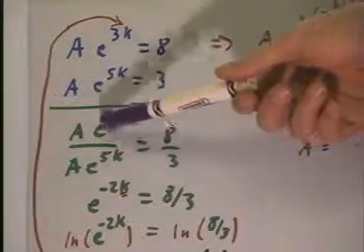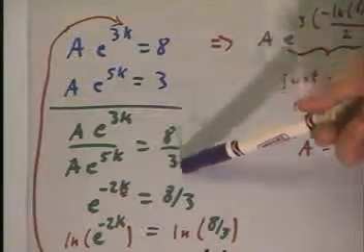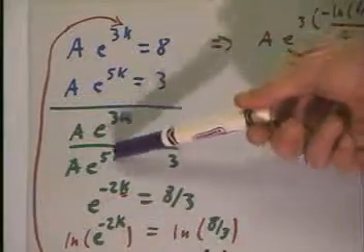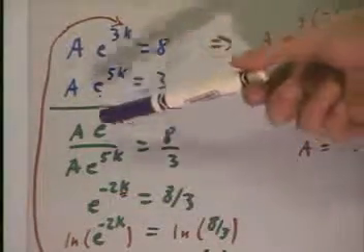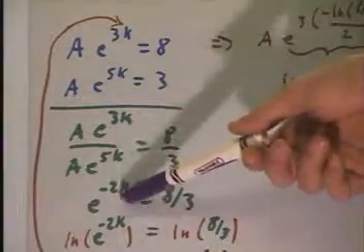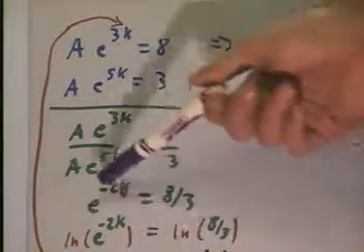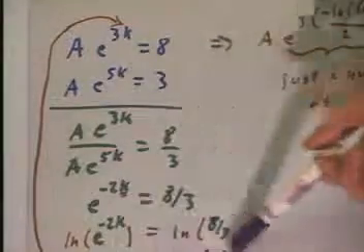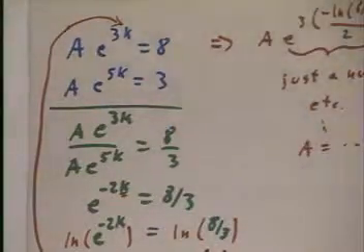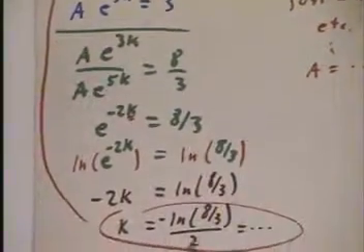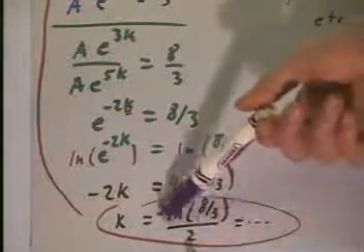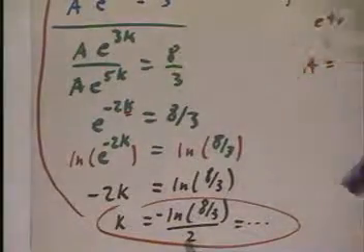Okay? Left-hand side, of course, gives us this. Right-hand side gives us this. When we divide, the a's divide out. E to the 3k over e to the 5k, I'm sorry, e to the 5k over e to the 3k, gives e to the negative 2k. K is our variable. To solve this, we take the natural log of both sides. Natural log of e to the minus 2k, of course, is just negative 2k. And we can then solve for k, which is going to be negative natural log of 8/3 over 2.